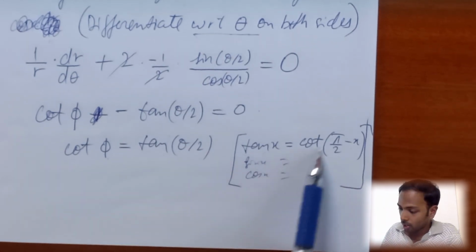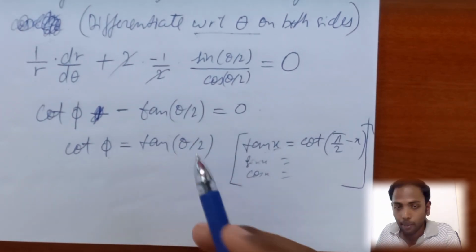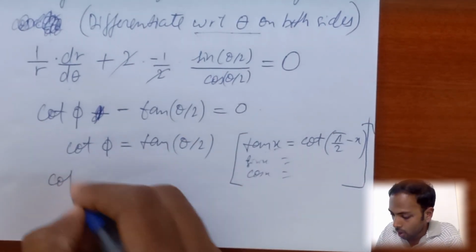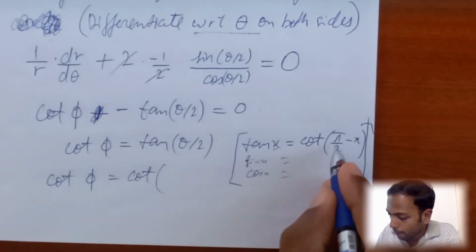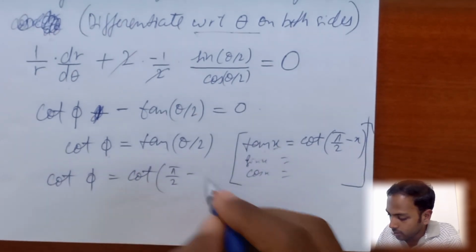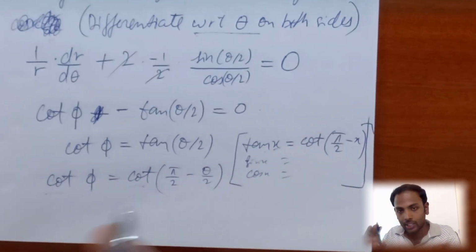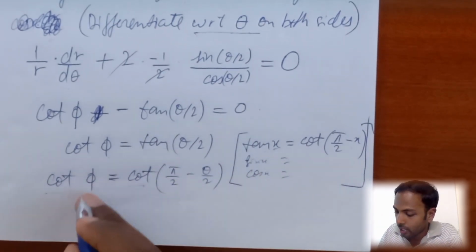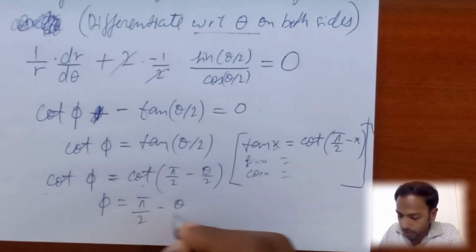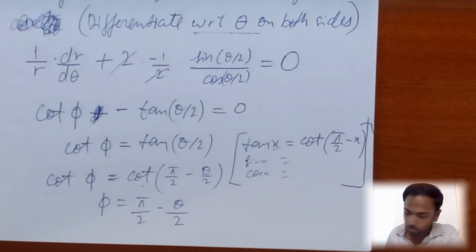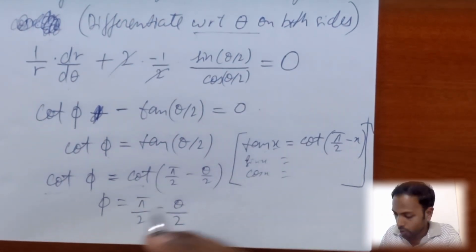So tan x is nothing but cot of pi by 2 minus x. So in place of x, here it is theta by 2. So just apply this here. Cot of phi is equal to cot of pi by 2 minus theta by 2. Now there is cot and cot on LHS and RHS. Okay. Now I can equate the angles. Now phi becomes pi by 2 minus theta by 2. Okay. So phi becomes pi by 2 minus theta by 2.